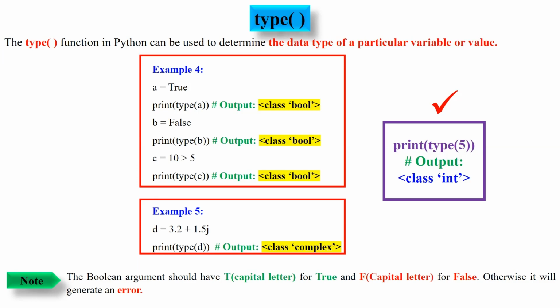You should note the point that the Boolean argument should have T, capital letter, for True and F, capital letter, for False. Otherwise, it will generate an error.